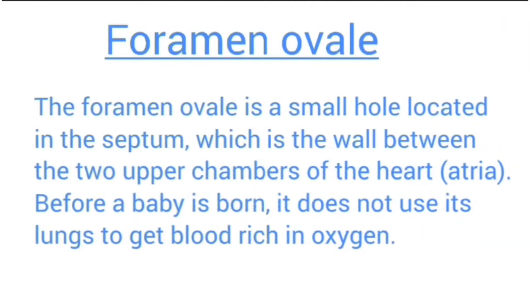Foramen ovale. The foramen ovale is a small hole located in the septum, which is the wall between the two upper chambers of the heart, the atria. Before a baby is born, it does not use its lungs to get oxygen-rich blood.